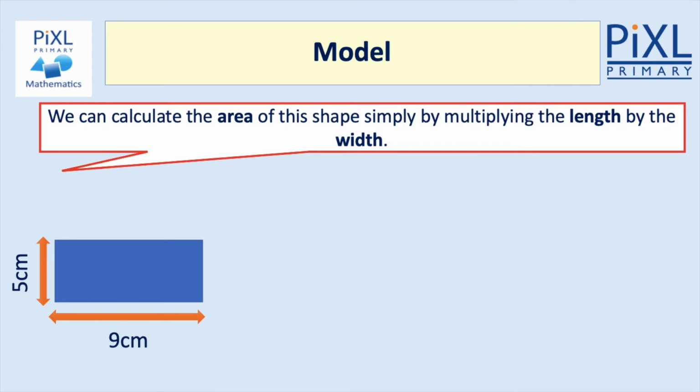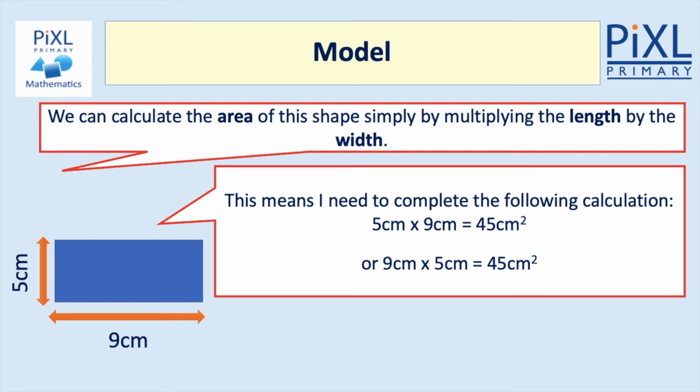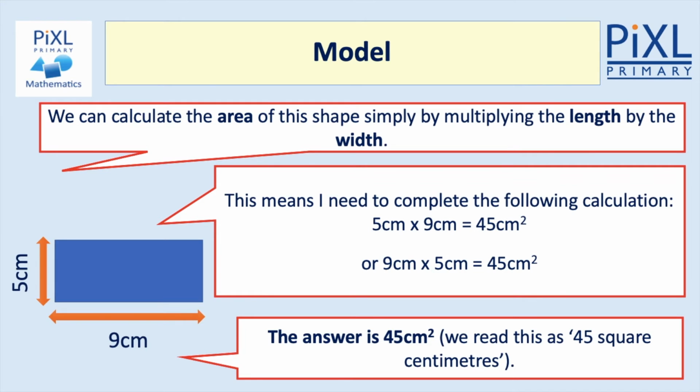We can calculate the area of this shape simply by multiplying the length by the width. This means I need to complete the following calculation. 5 centimetres times 9 centimetres equals 45 centimetres squared, or 9 centimetres times 5 centimetres equals 45 centimetres squared. The answer is 45 centimetres squared. We read this as 45 square centimetres.